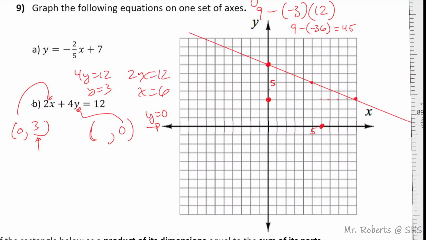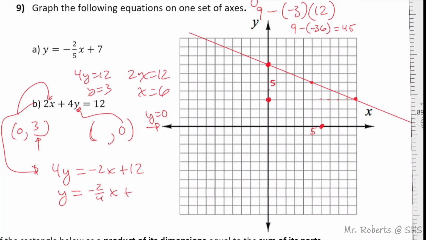Another thing you can do, and I would say like 90% of us did this, was we looked at this equation and we said, hey, I'm going to take away 2x from both sides, so it becomes 4y is negative 2x plus 12. Divide everything by 4, so y equals negative 2 fourths x plus 3, and of course this is negative 1/2. So my y-intercept is 3, and it has this down 1 over 2 pattern. Down 1 over 2, down 1 over 2, down 1 over 2. I hit it. That's right.